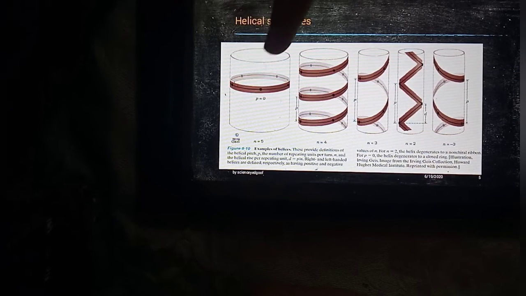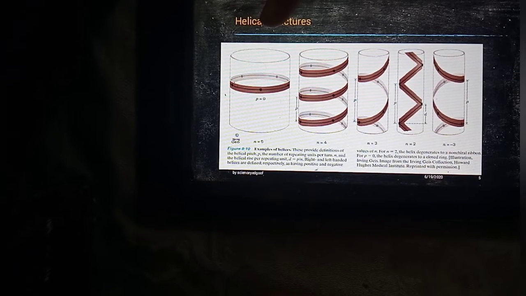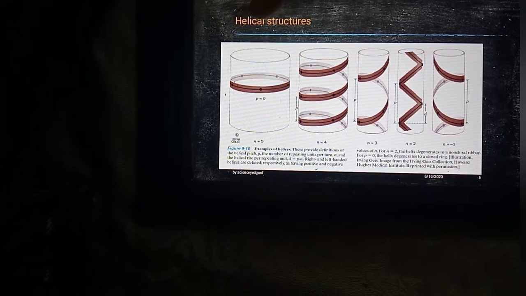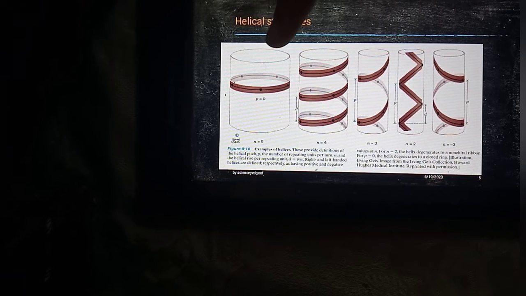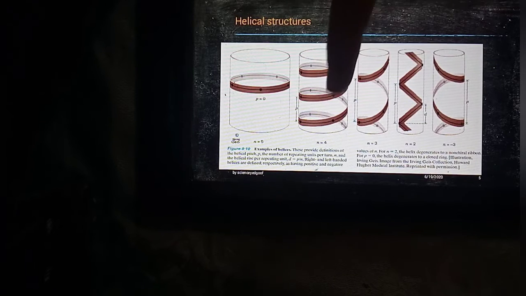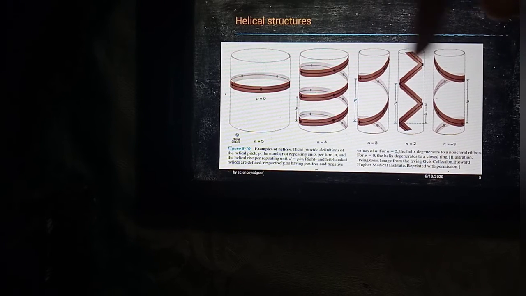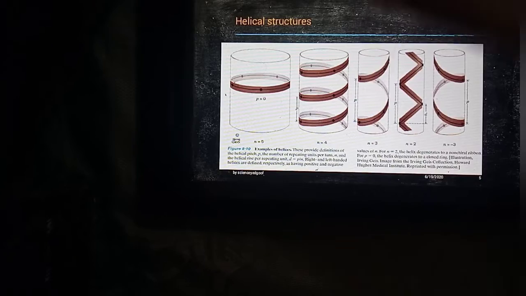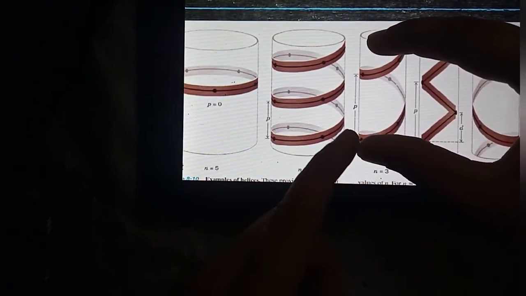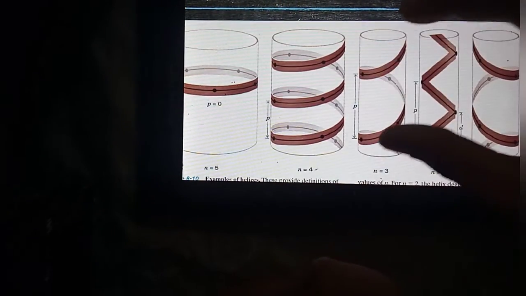And P refers to the distance of the helix rise along the axis per turn. This distance, the helical rise, is referred to as P.